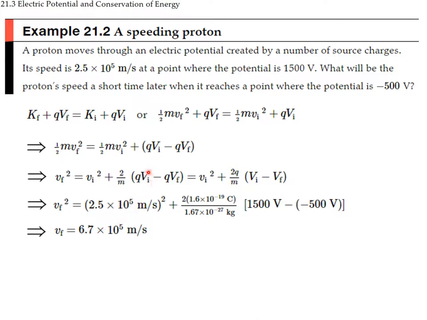The initial potential is going to be 1500. The final potential is going to be minus 500. So minus gives you plus. And since it is going from high potential to low potential, decreasing the potential, the kinetic energy ought to increase. Consequently, the velocity has to be larger. And we can see that in this case, the final velocity is 6.7 and initially it was 2.5, so indeed it grew larger.